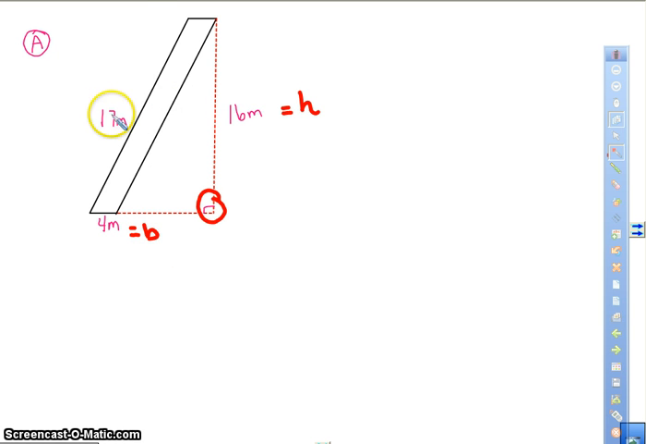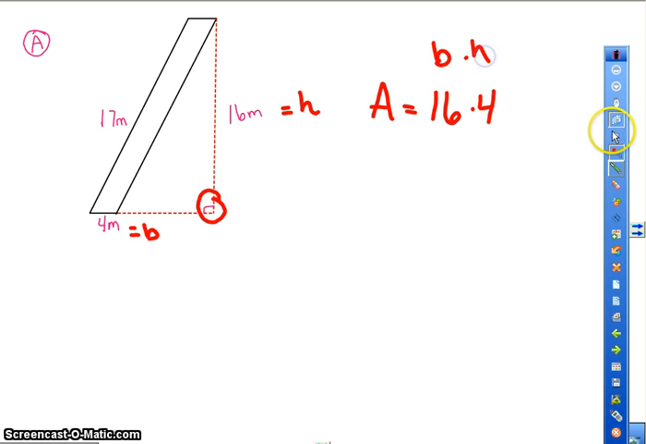So in this problem, the 17 meters is not going to be used because it is not what is forming that 90-degree angle. It's got to be the two sections forming the 90-degree angle. That would be the base and the height. So my formula will be 16 times 4. Base times height. Actually, I have that backwards, don't I?